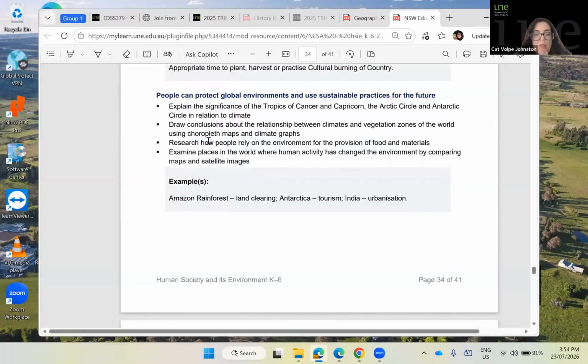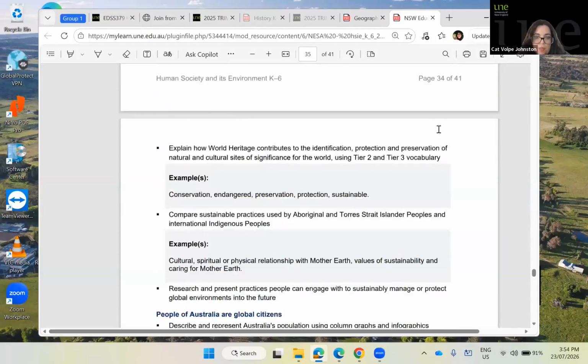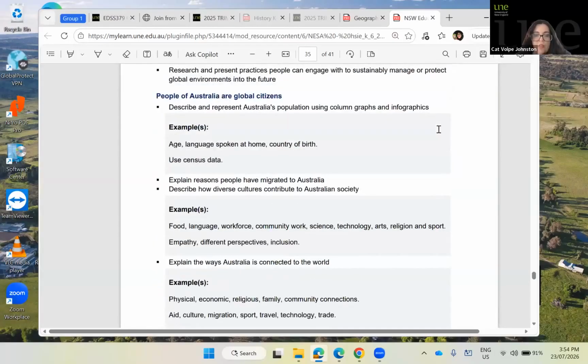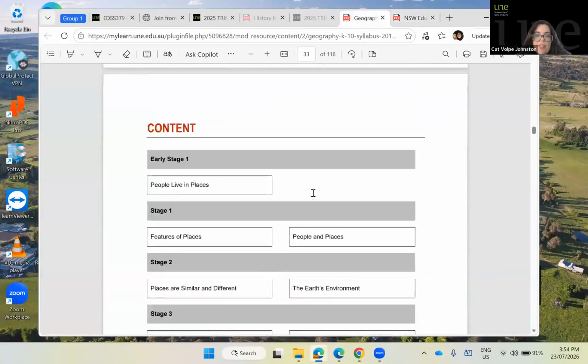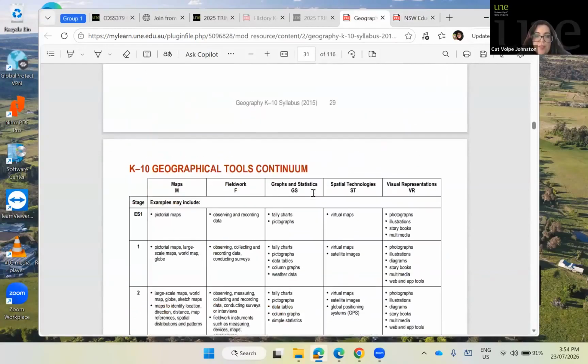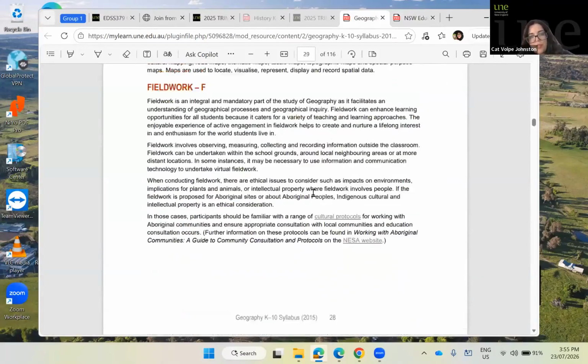Here we go. Using choropleth maps and climate graphs, so specific types of graphs there to show the relationship between climates and vegetation zones. So I think in a lot of ways, the 2027 syllabus is quite good because it shows you when you have to use it in different content areas and where it's appropriate. But it is important, I believe, to keep in mind the geographical tools table here. Maybe even reading through in the 2015 version what these all mean.